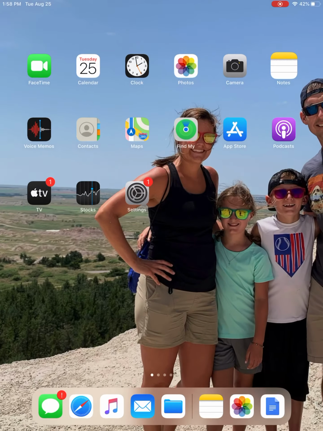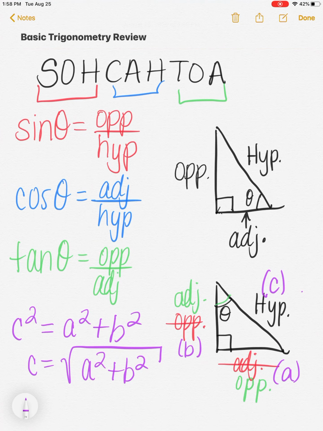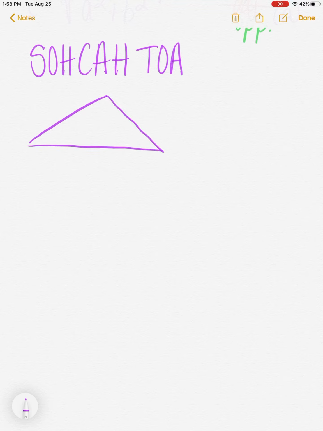So in class today, I distributed some practice problems for us. I would like for us to take a look at problems 1 and 2 as an example to work through together. All right, so let's scroll up a little bit. Let's revisit SOHCAHTOA. I always write that at the top of any trig worksheet that I'm working with. Okay, so this first problem looks something like this.